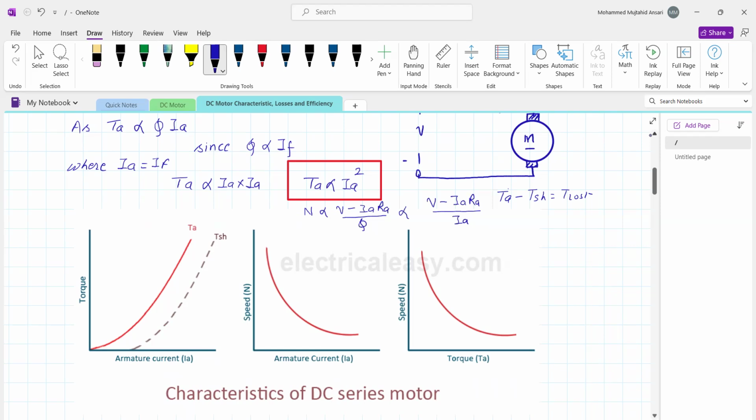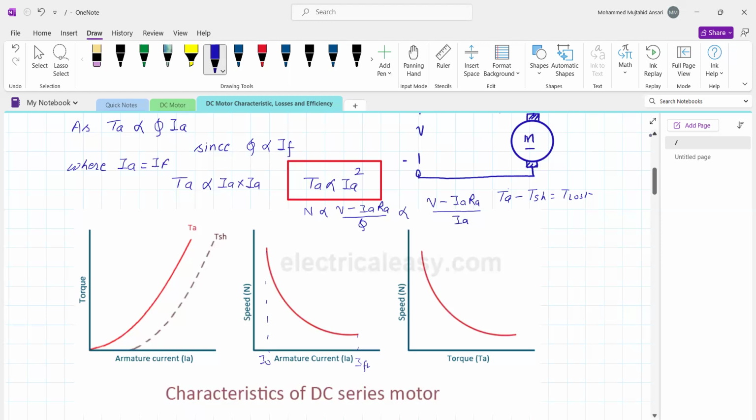So there is a drastic change in speed from the no load condition. Say this is the no load speed. Speed is very high at no load condition, I0, whereas if the motor is loaded to the full load condition, IFL, the speed of the motor decreases. So it is called an inverse characteristic: as armature current increases, speed decreases with a sharp value.